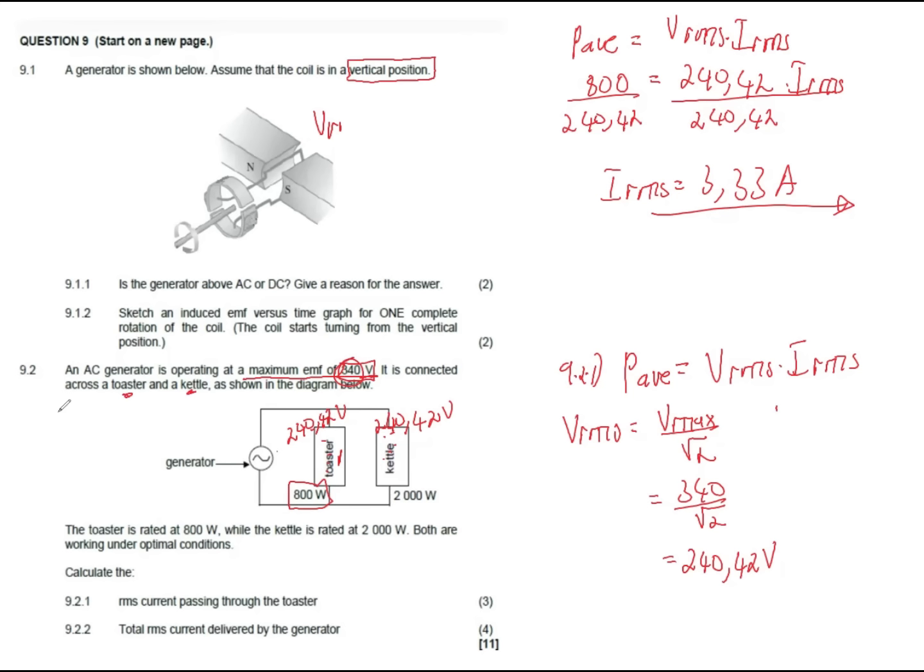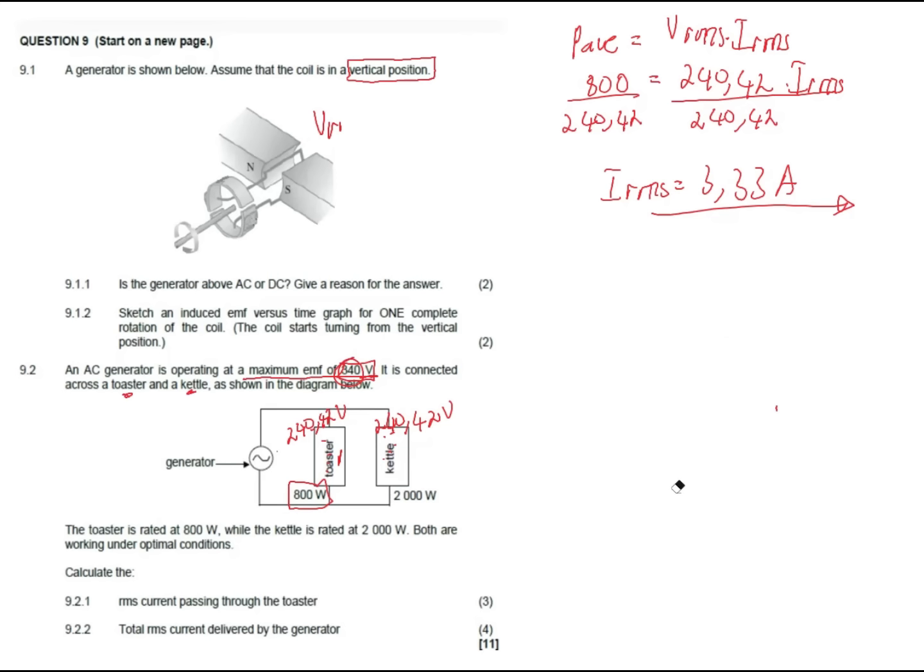Okay, so the total RMS current delivered by the generator. What we can do right now is that we already have the IRMS for the toaster. So we can simply do the same thing for the kettle and calculate the IRMS. So P average is equal to VRMS times IRMS. And then what is our power for the kettle? So let's indicate this is now the kettle. Then this was the toaster.